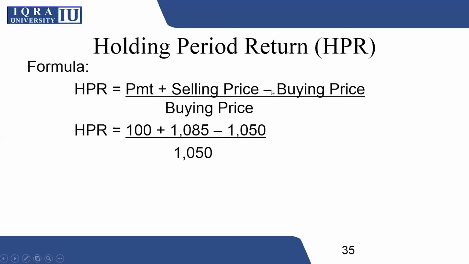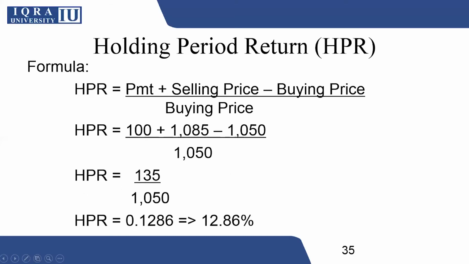If selling price is more than the buying price, then the resulting difference will be positive and will be added in this one. But if selling price is less than the buying price, then the difference will be treated as negative and should be subtracted from the payment amount. And then you will get the resulting answer, and that answer is coming 12.86. So 12.86 is showing, if the investor is holding this bond for 1 year, what return he will be able to get from this investment.